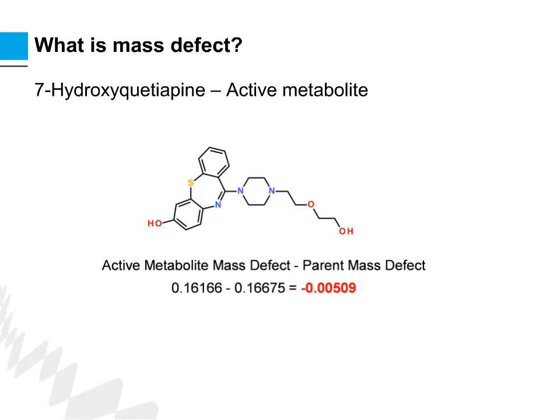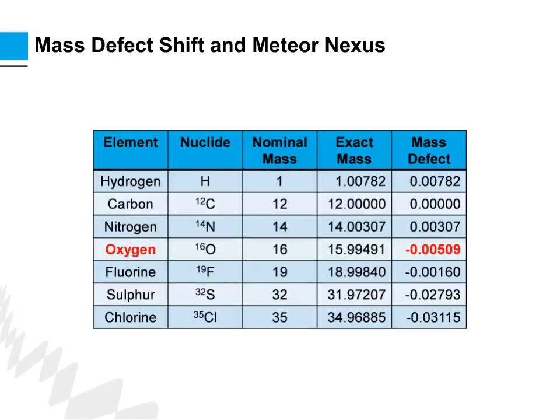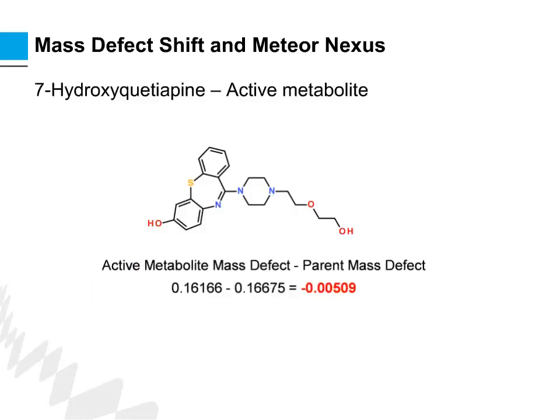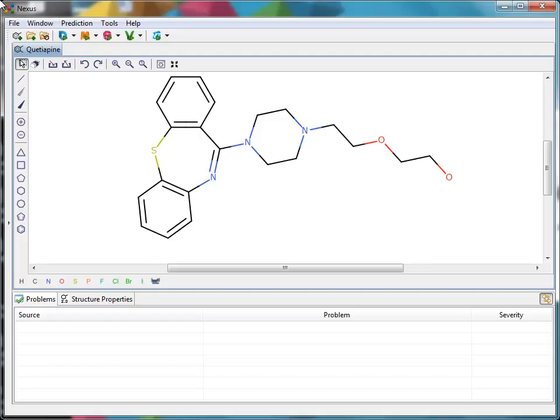Subtracting the mass defect value of the active metabolite from the parent compound gives the mass defect shift value. The calculated mass defect shift value of the active metabolite is minus 0.00509. Notice that in this table we have seen this value previously for oxygen in the mass defect column on the right hand side of this table. So, back to the active metabolite. How can we use this value of minus 0.00509 in Meteor Nexus?